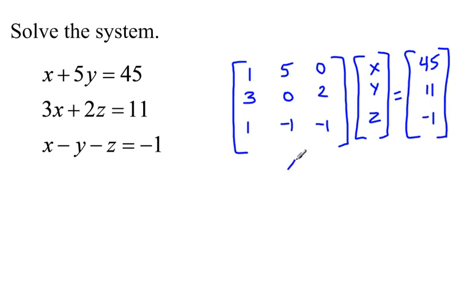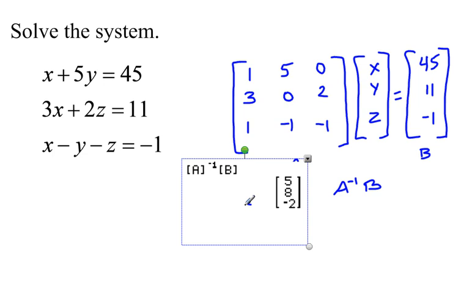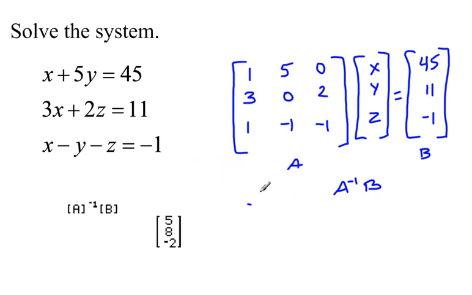And now you want to put this in for A and this in for B. And of course our answer is going to be found using A inverse B. I'm going to do it and come back with the answer. Pause until you've got the answer. All right, and here's my answer. I did A inverse B after entering in those matrices, and I get 5, 8, negative 2, which of course means that x equals 5, y equals 8, and z equals negative 2.